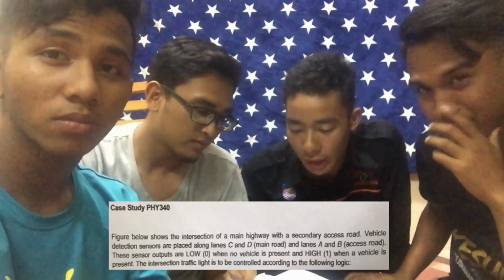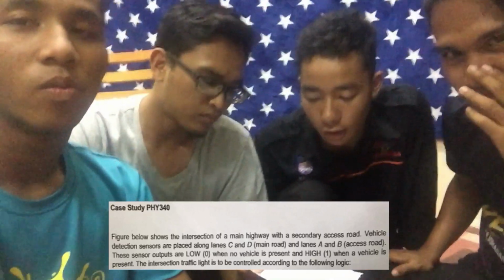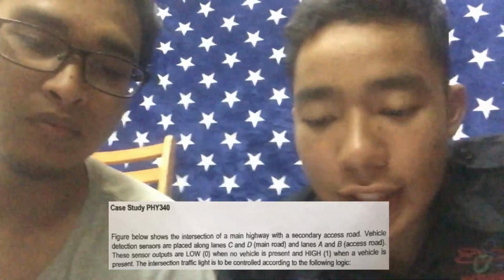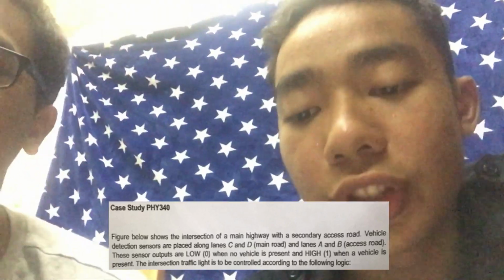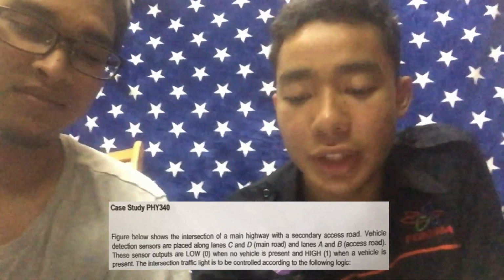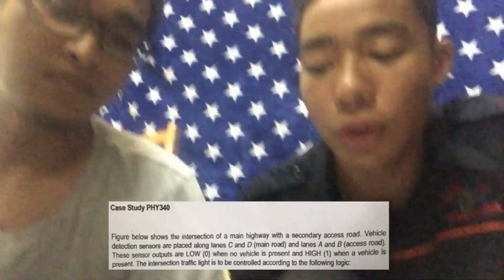The question states: the figure below shows the intersection of a main highway with a secondary access road. Vehicle detection sensors are placed along lanes C and D, main road, and lanes A and B, access road. The sensor outputs are low, 0, when no vehicle is present, and high, 1, when a vehicle is present. The intersection traffic light is to be controlled according to the following logic.